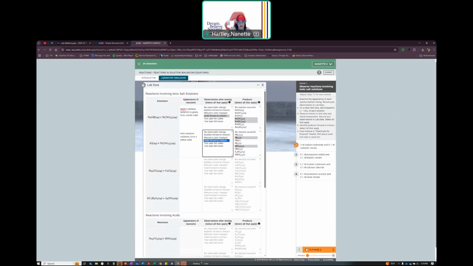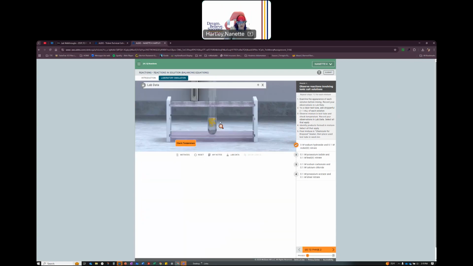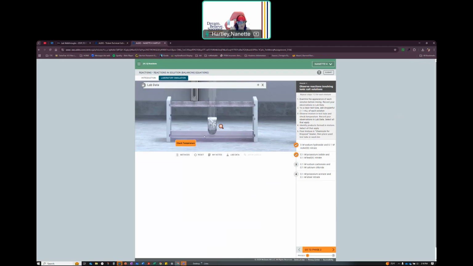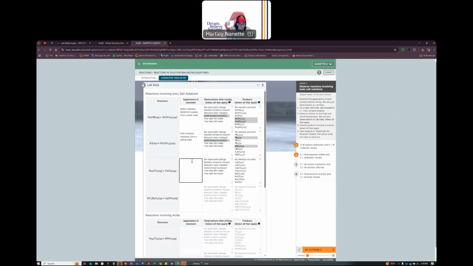So clicking that, I'm now going to come out of here. I'm going to zoom out of this. I'm going to dispose that and put that there. Now we have our sodium carbonate, which is this guy right here. He's a colorless liquid. And our calcium chloride, which is right here, he's also a colorless liquid. Zooming in, I see that we've formed a white solid and no heat. So both colorless liquids form a white solid.